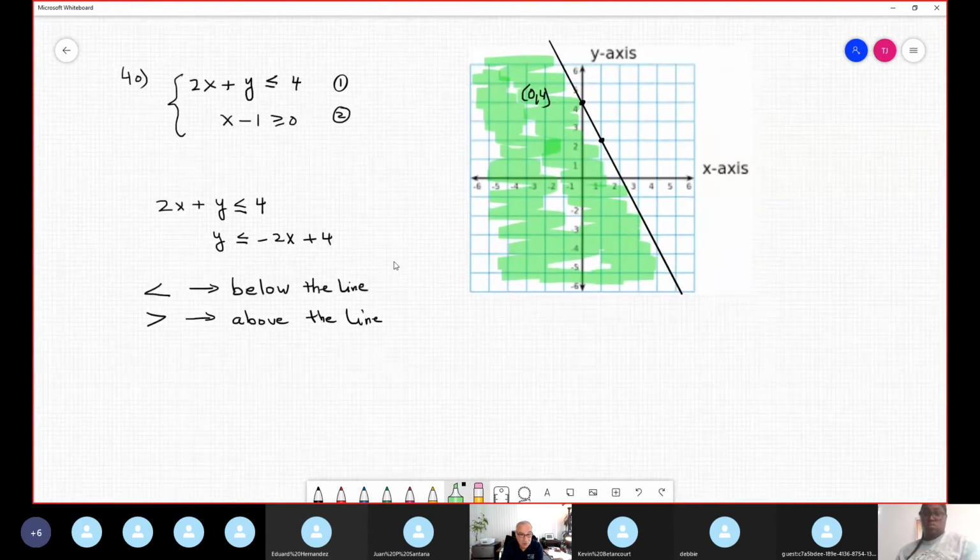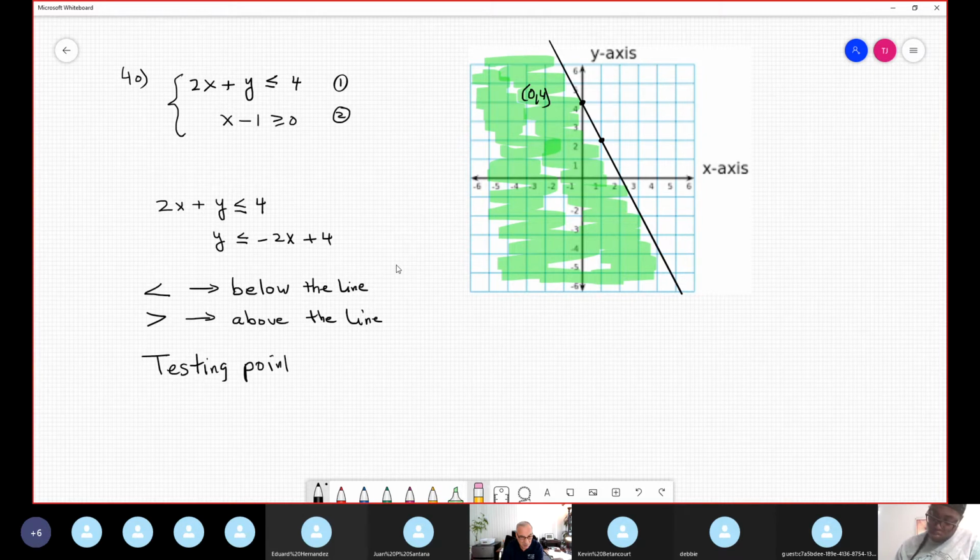I want to dedicate a few seconds to explain the testing point. A testing point is one totally arbitrary point that you select. Normally everyone uses 0,0 because it's easier. 0,0 is the origin, and you plug it into the original inequality to verify. 2 times 0 plus 0, so x and y both are 0, less than or equal to 4. 2 times 0 is 0, plus 0 is 0, less than or equal to 4. And this statement is true, because 0 is less than 4.